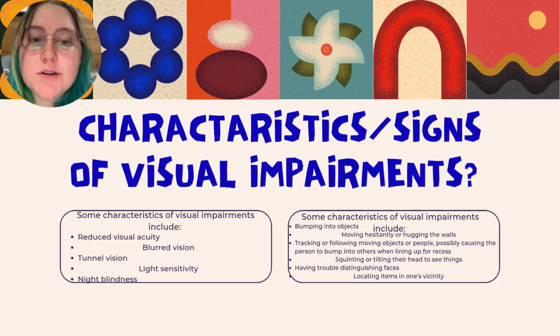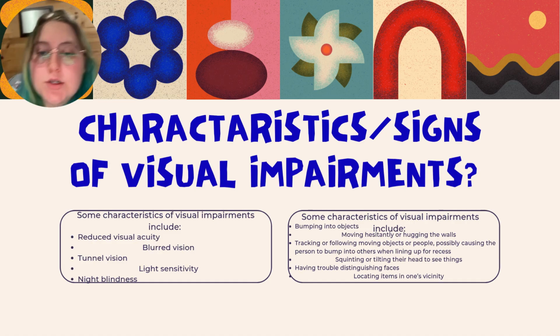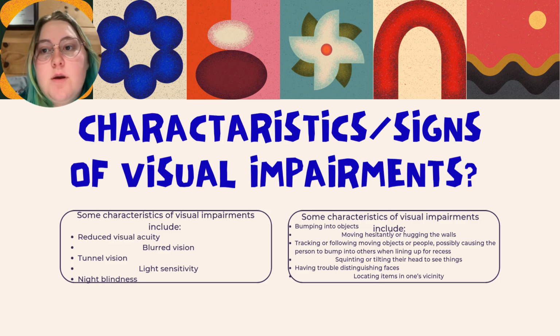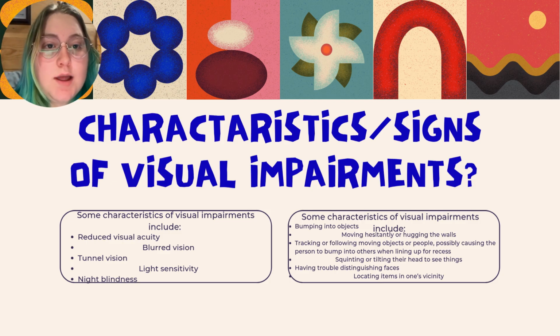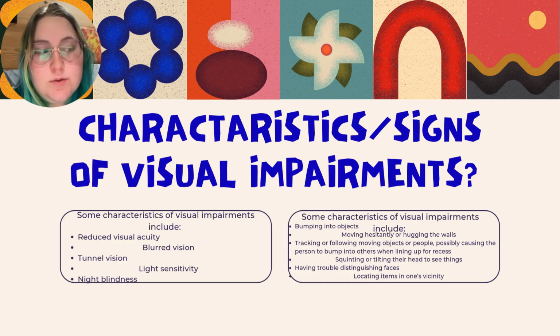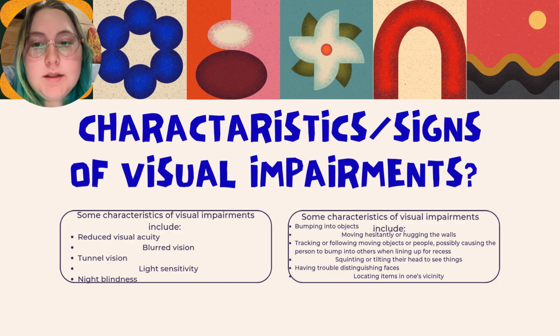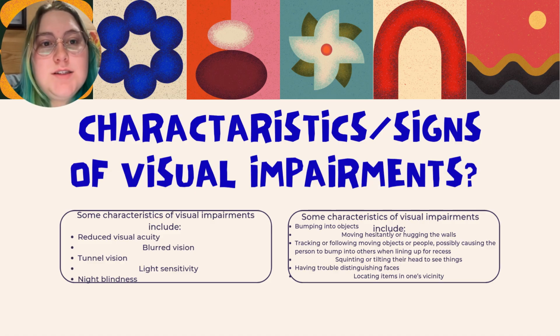Okay, so here are some characteristics and signs of visual impairments. I got these from the IRIS modules as well as the Eduardo Besser MD website, which is a website for medical things for people with visual impairments. And it just describes a lot of different characteristics on that website, as well as procedures that you can have done.